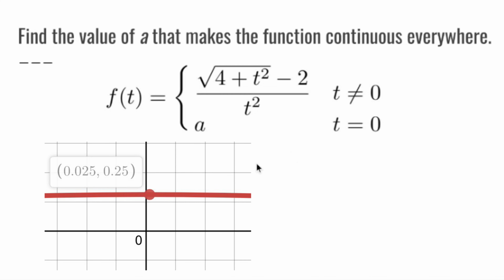So in order to fill that hole in, a has to be 0.25. Right now, I see this weird image that looks like that, but there's a hole there at 0.25. By allowing a to be 0.25, it fills that hole in. Now it's continuous everywhere. That's my answer.